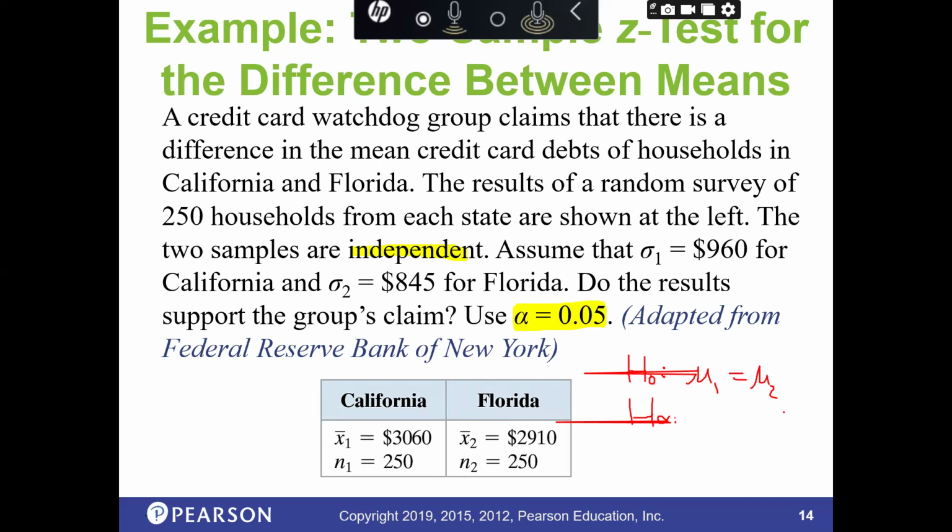So this is mu1 and mu2. And the null hypothesis, that means that they're equal to each other. mu1 does not equal mu2. And which one's the claim? I'm thinking this one's the claim, is that right? So the first sentence is the watchdog group claims that there is a difference between the debt in both states. Okay, next, two-tail test, left-tail test, or right-tail test?